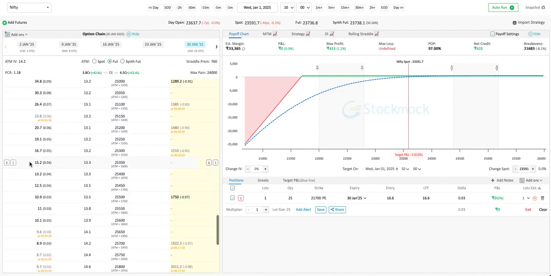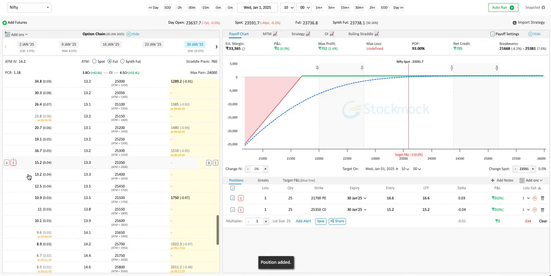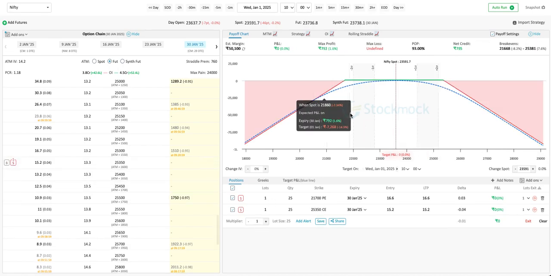So 14 is also not here. Here also I have like 15.2. Let us sell that 15, right? So here we got something like this, and here you see the lot size is 25.